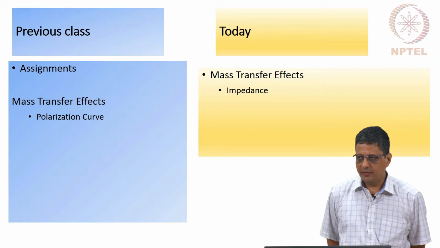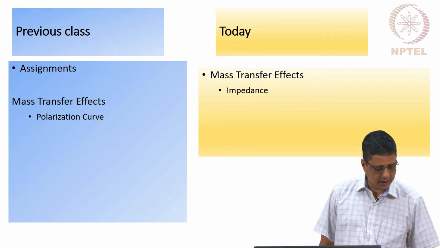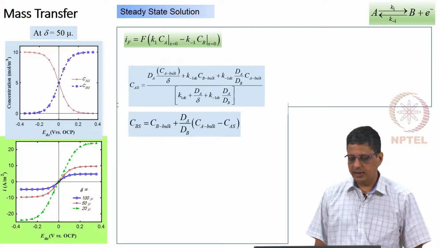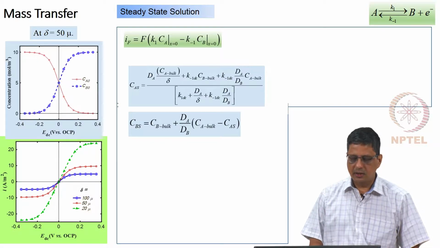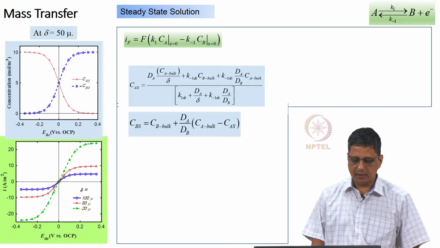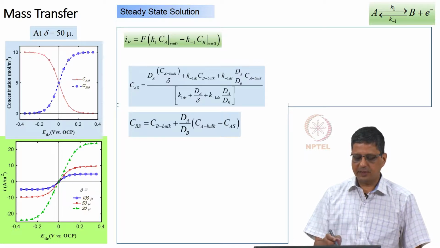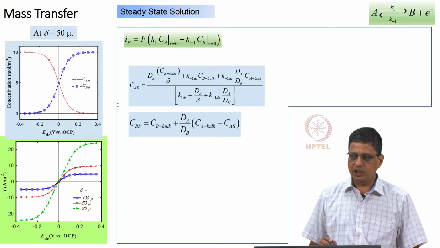So, we will continue where we left off on the derivation of impedance. Just to refresh your memory, earlier we wrote the flux equation and the current equation, and under steady state conditions you can solve them and get the concentration on the surface as a function of potential. At a given potential you can also find the concentration profile, it is going to be linear.